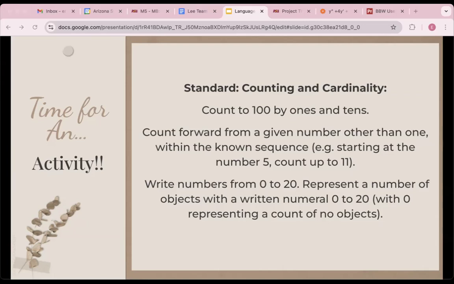11, 12, 13, 14, 15, 16. I counted 16 dots. So that must mean the number on the other side of this card is 16. Let's check. Yay, we got it right. Okay, let's do another one.